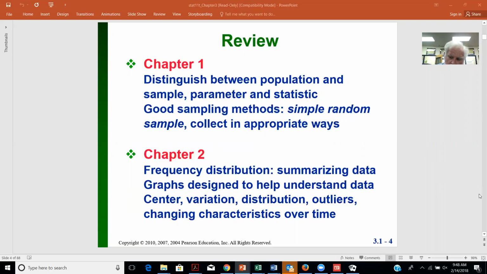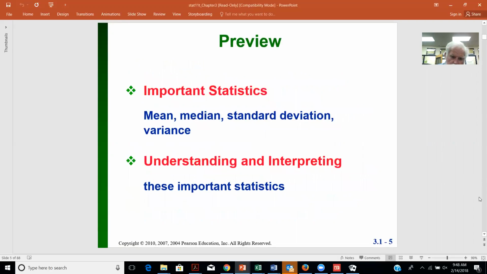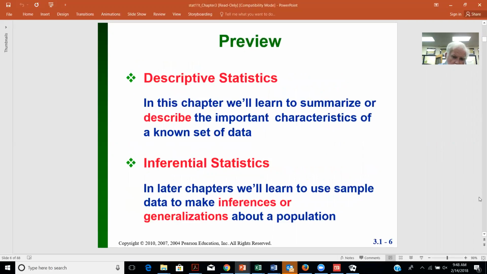So let's do a quick review of measures of center. And then we'll move on to looking at variations. That will actually be coming up real soon.